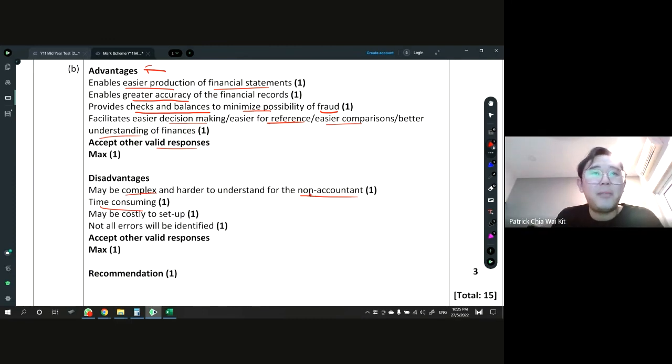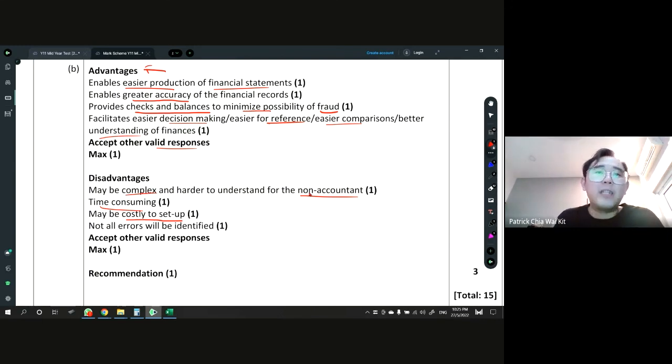Maybe costly to set up, yes. If you are getting accounting software, it's not cheap. Accounting software can go up to 100 thousand over, 50K also, cheap ones of 1,000 something also, and free ones nowadays. So you can find online. It all depends how much people want to invest.